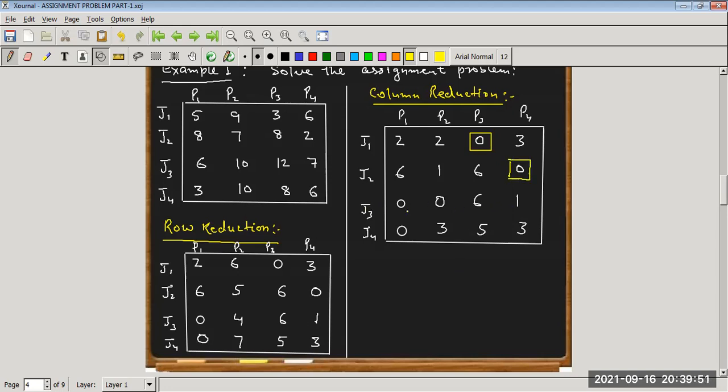Now in the third row, there are 2 zeros, so leave that row. In the fourth row, there is only one 0, so we assign this 0. We put a square box, but there is another 0 in this column, so we cross this 0.